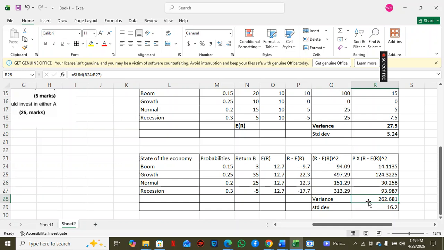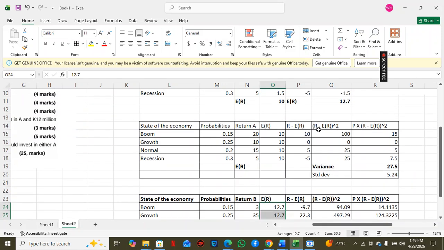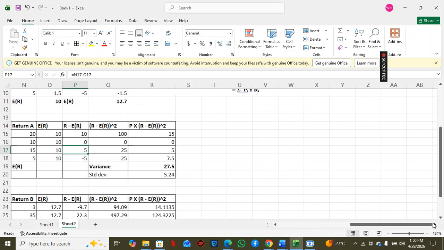So what this entails is this: if you're someone who's a risk taker, you can invest in company B because there's a high chance that your returns can be way over 12.7%. But the downside is that if you make a loss, your loss will also be a big loss. But if you're a conservative person, you can invest in company A because the standard deviation is low. The returns are not that far. You can visualize it like this here.